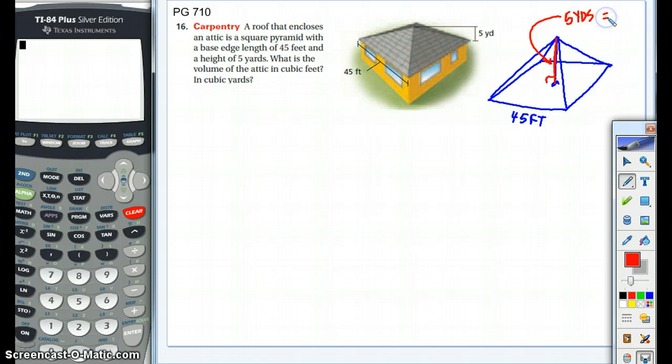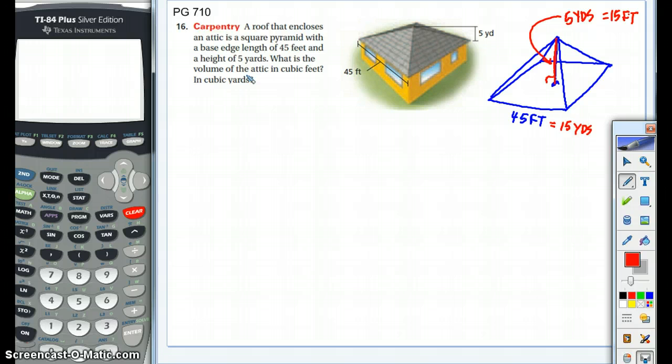So we need to go ahead and convert that into feet. And we're going to multiply times 3 because there are 3 feet in a yard. So that's 15 feet. And 45 feet, you divide by 3, and you get 15 yards. And we're going to use all that information now because they're asking us to first find the volume of the attic in cubic feet and then in cubic yards.